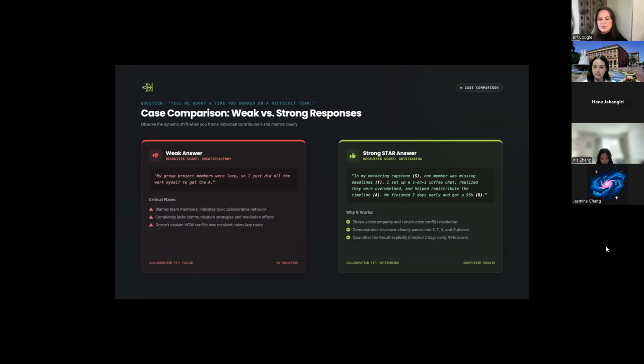So this shows empathy. It's a very constructed result as well. It demonstrates the structure. We all know that you should be answering in the STAR method. So we will listen for that when we're evaluating how you've performed in the interview. And then it gives a tangible result. So 2 days early, and it gives your score of 95%. So that's what I mean when I say all of that.